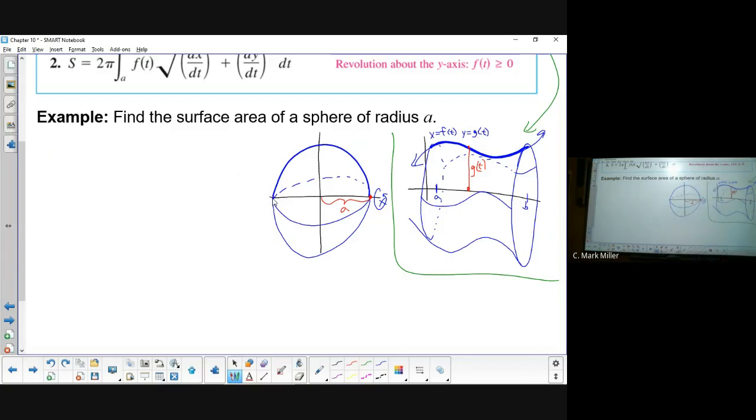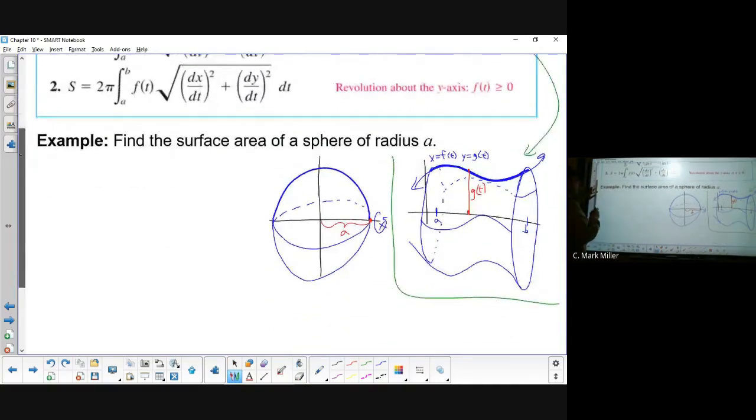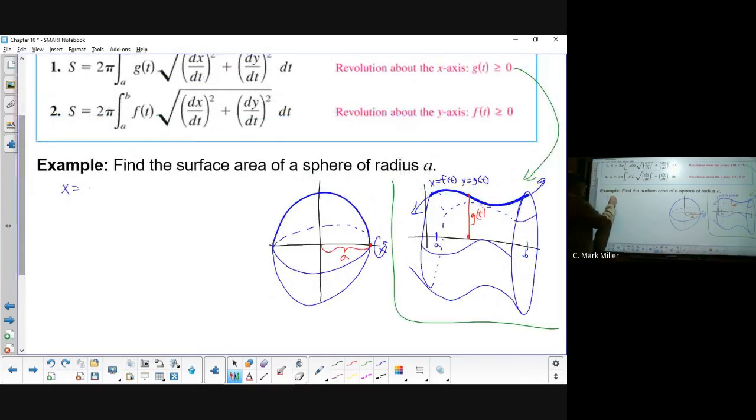It's important to note that we're revolving this bold section. We're not revolving a whole circle. We're revolving half, the top half of a circle. x is going to be a cosine t, y is a sine t. The interesting part is that t is only going to go from 0 to pi.